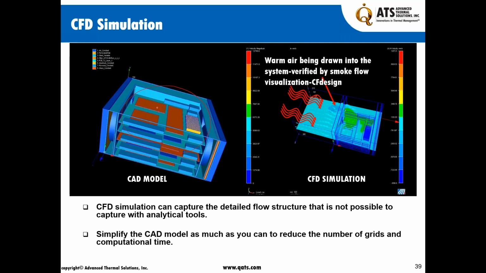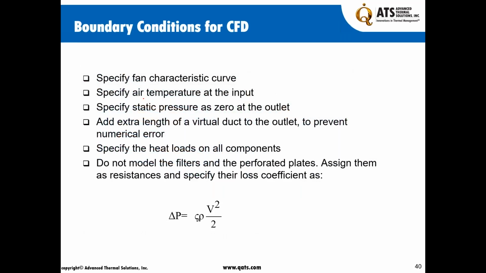We put this block of heaters, as you can see, with the appropriate height to simulate the flow. But the flow around the component at this level is not necessary. And we get rid of everything else that's going to complicate a computational model, because the intent is to see what the temperature rise is, what the approach air temperature is, and whether we can have an appropriate heat sink for this device. So some of the boundary conditions for CFD: specify fan characteristic curve, specify air temperature at the input, specify static pressure as 0 at the outlet, add extra length of the virtual duct to the outlet to prevent numerical error.